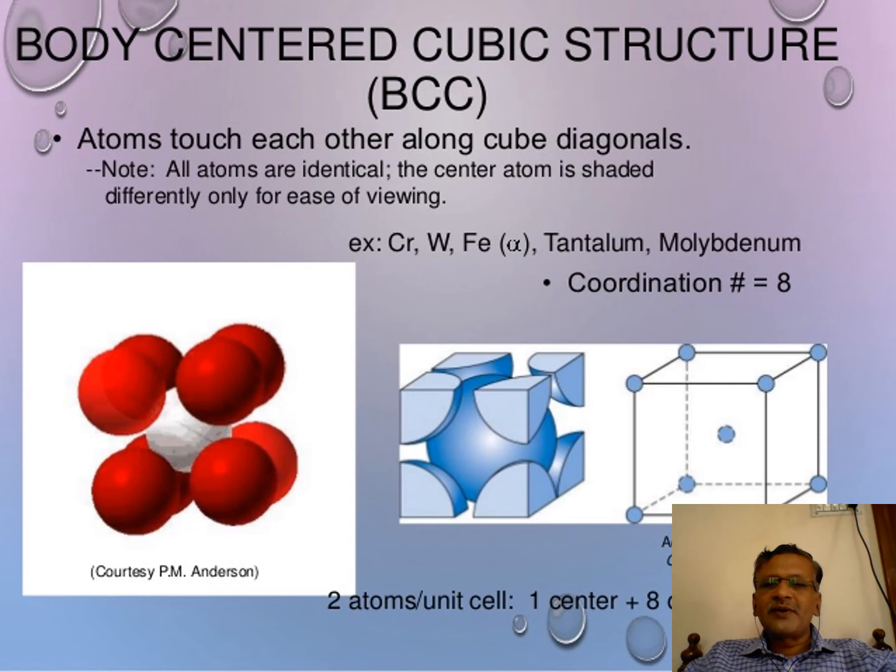Number of atoms per unit cell: 8 corners, so it is 1/8 times 8, plus 1 body center. Therefore, it is equal to 2 atoms per unit cell in the case of the body centered cubic structure.